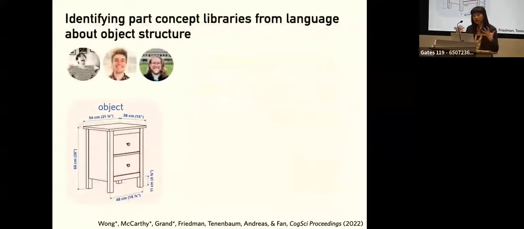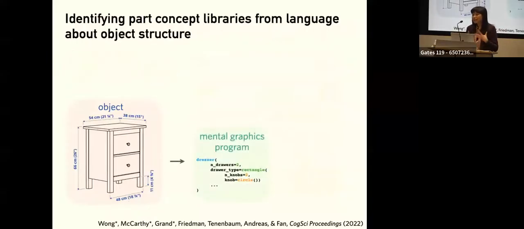So in this work led by Leo Wang, Will McCarthy, and Gabe Grand, we propose that it might be useful to think of people as inferring from visual inputs a kind of mental graphics program containing commands that correspond to the specific visual elements in their construal of an object. For example, perhaps in this program, a dresser function is invoked that takes a few arguments, such as how many drawers it has, the types of knobs, and so on, the specific attributes that characterize this dresser.